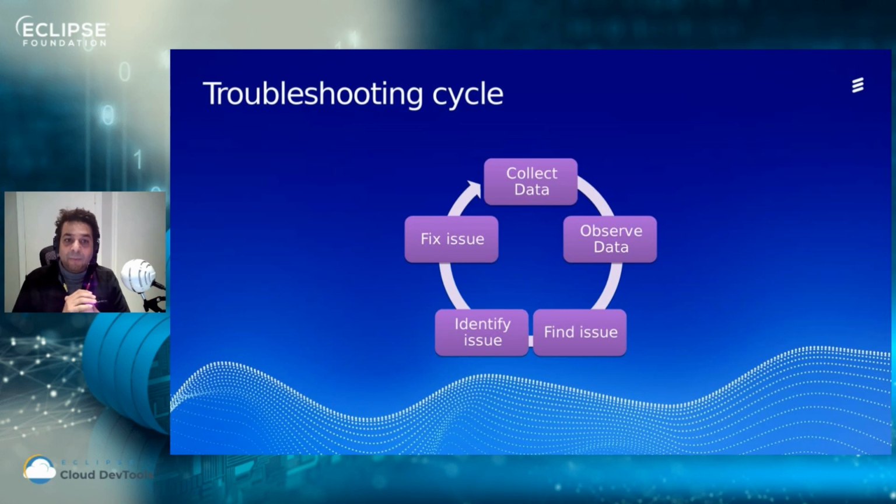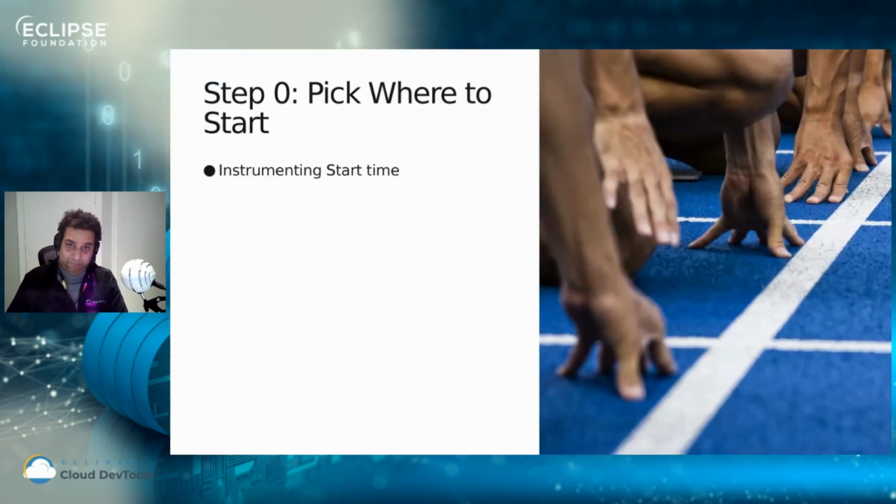Now, some of you may know from the military or other places the OODA loop, as in observe, orient, decide, and act. This is the troubleshooting cycle. It's very similar. You collect your data, you observe your data, you find your issue, you identify the issue, and then you fix the issue. Something very important with these cycles, you need to know how to get in. So step 0, pick where to start.